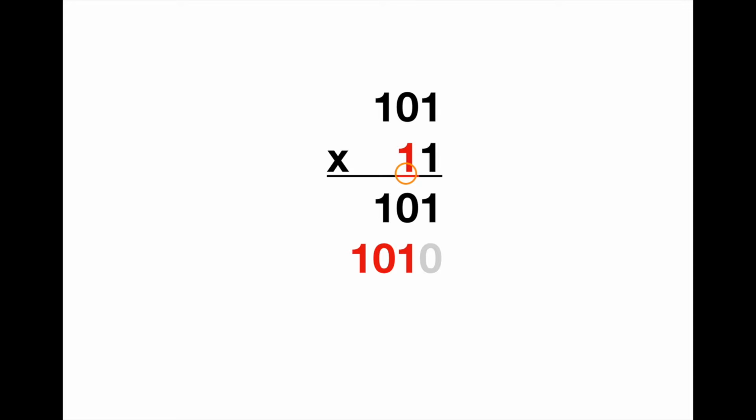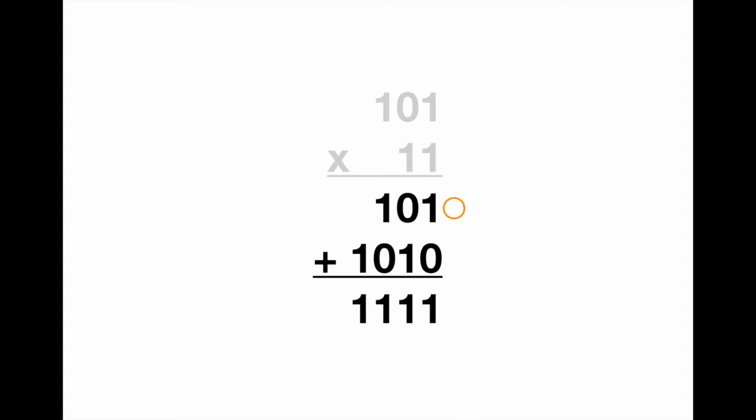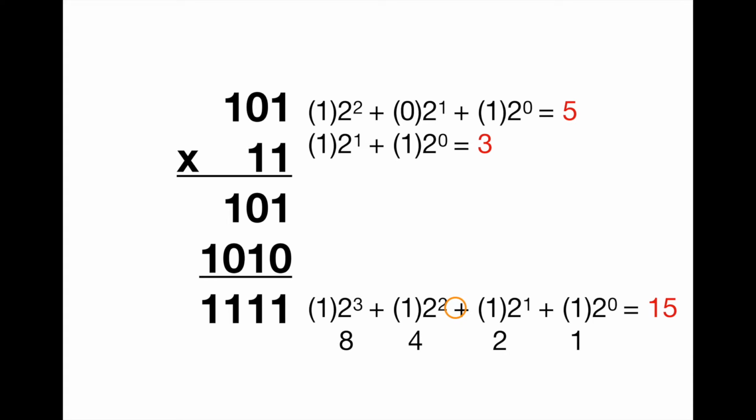But since this is in the second place, we have to shift that to the left. So these two have to be aligned at the same place, and in the front we're going to put a 0 as a placeholder. At the end, this problem simply becomes two numbers added together. Once we add them up, we get 1, 1, 1, 1 as the final answer.